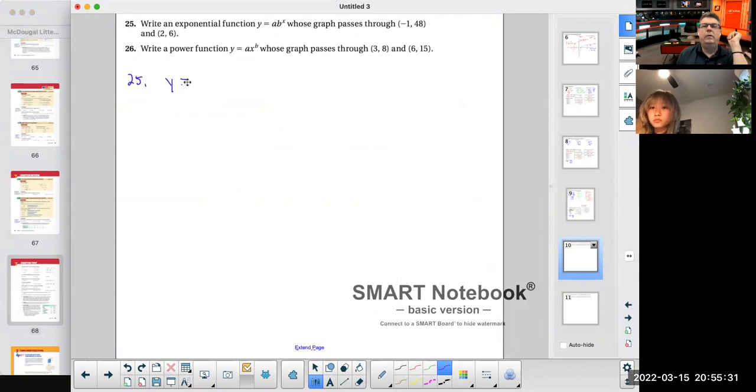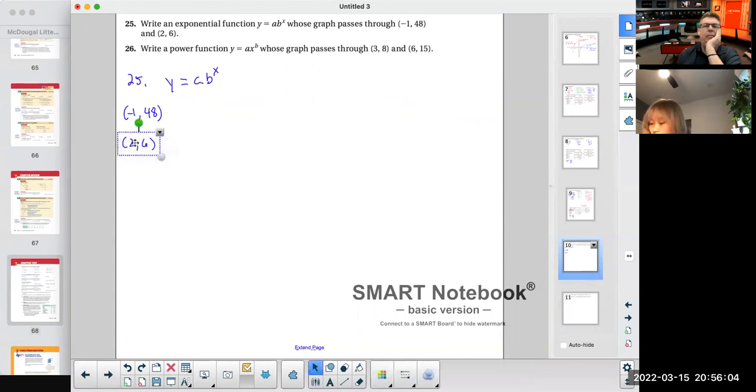y equals a b to the x. Okay, and it goes through (-1, 48) and (2, 6). I'm going to put them down along here. Well, that means we can plug them in because I need to be able to find a and b.